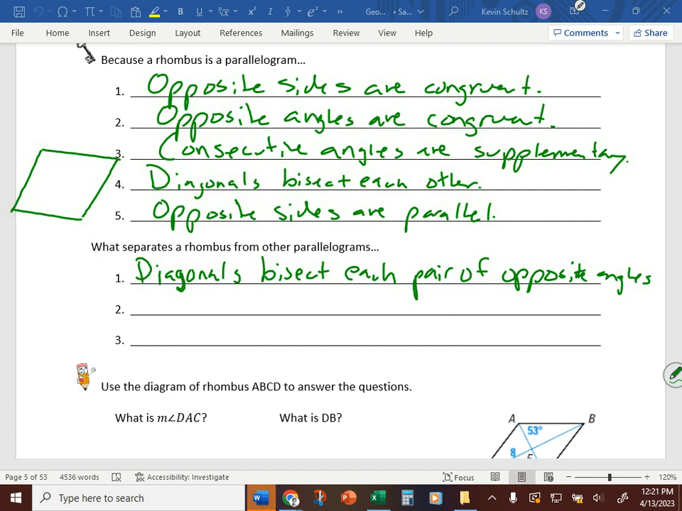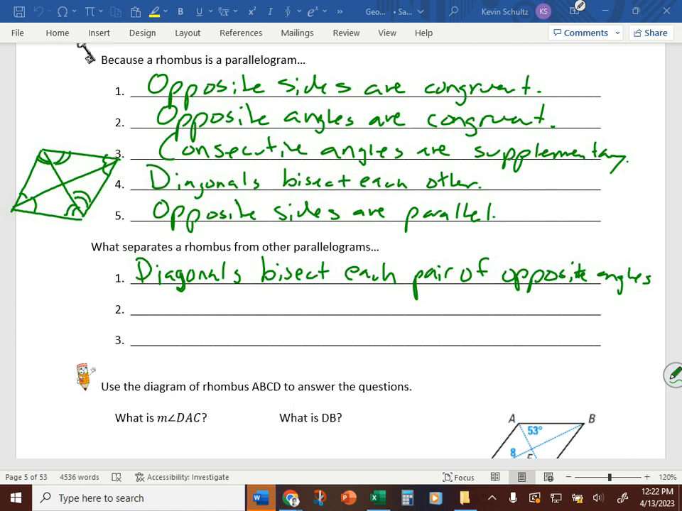So the diagonals bisect each pair of opposite angles. The diagonal that we can draw there is going to bisect that pair, which makes these sections all congruent. Then the other diagonal, which would go from here up to there, is going to bisect each pair of angles there, making each set congruent there as well.